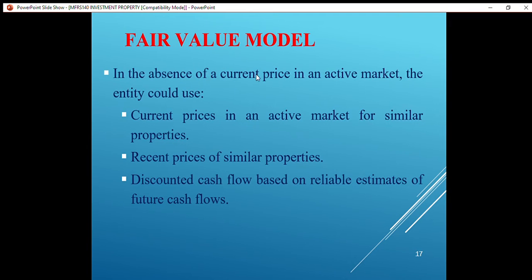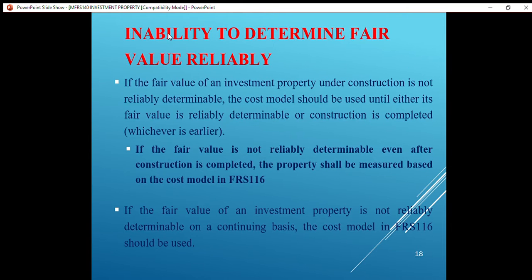Basically, in the absence of a current price in an active market, the entity could use the current prices in an active market for similar properties. So if the fair value of a property cannot be determined in an active market, an entity can refer to the current price of a similar property in other active market. Or the entity could also use the recent prices of similar properties or discounted cash flow based on reliable estimates of future cash flows. Alright, next we go to inability to determine fair value reliably.